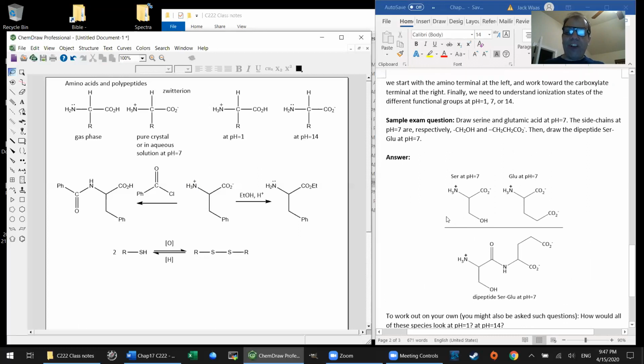When we draw polypeptides, and really I would suggest it too for drawing individual amino acids, by convention we put the amino terminal, or the free ammonium group, at the left, and we work our way to the carboxylate terminal, the carboxylate group. We put that at the right.